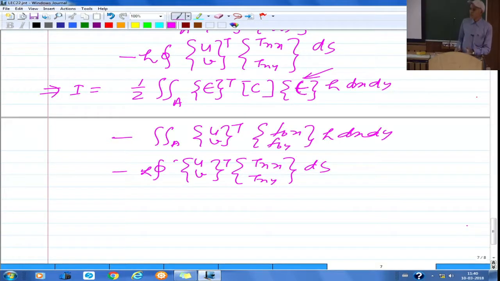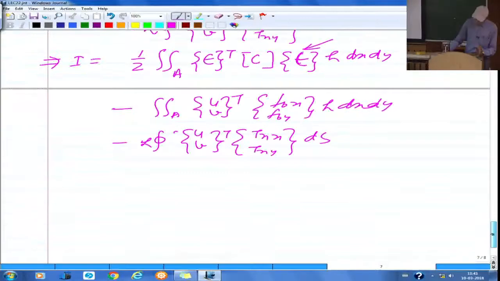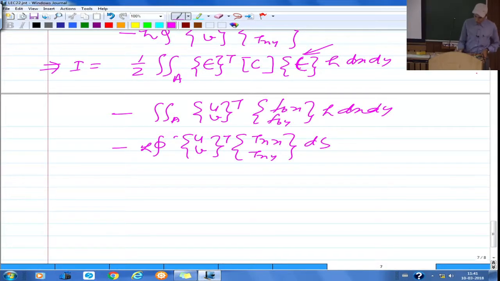But C is symmetric, so C transpose is the same as C. You are right that this is actually epsilon transpose into C transpose, but C is symmetric, so therefore C transpose is equal to C. C is going to be symmetric in both cases, plane stress as well as plane strain. This, of course, for linear elastic problems, is always symmetric. So that is why I have written it like this.